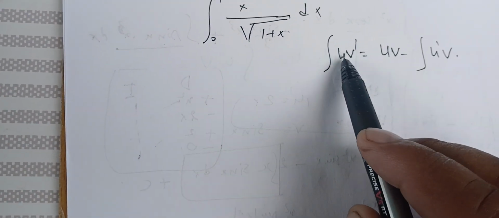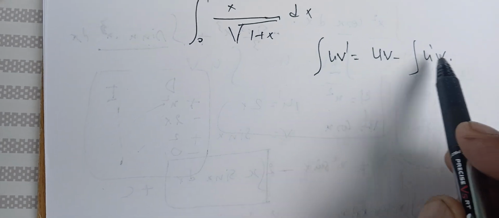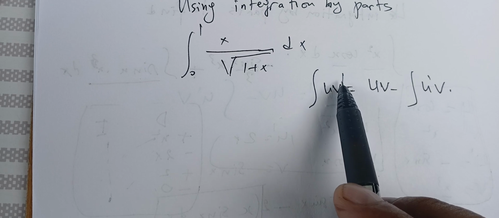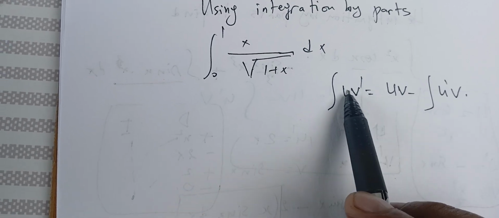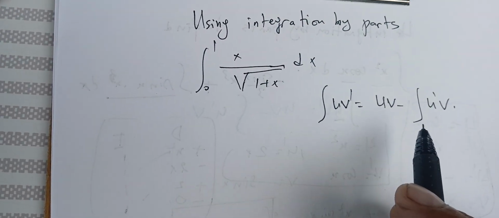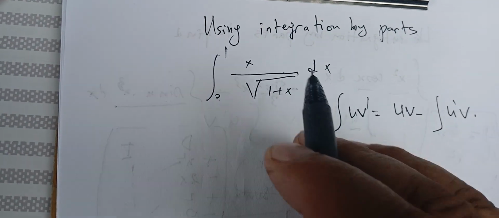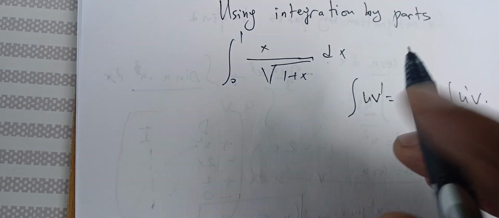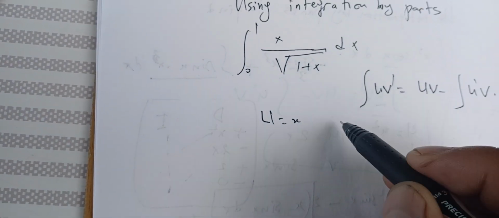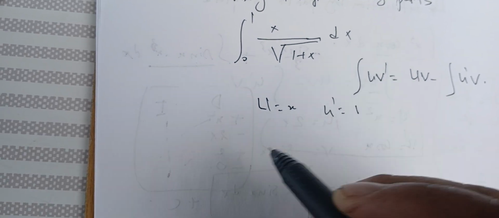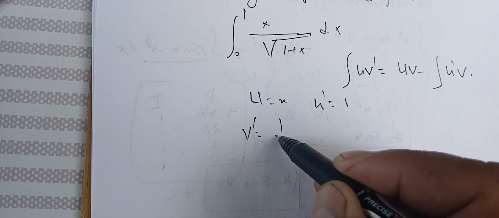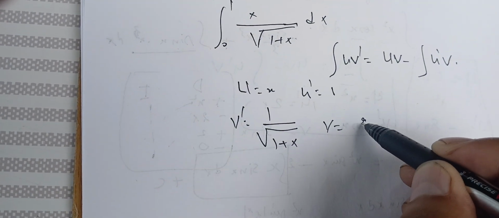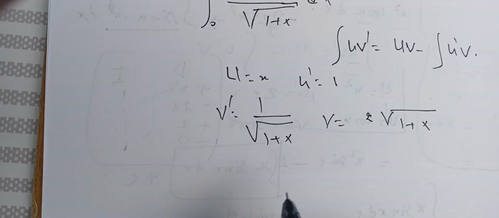But it doesn't matter. This means that u and v are functions. And the aim here is to decide which one to choose as u and which one to choose as v prime. We want to work both ways to see why one works and the other complicates matters. Let's choose u as x, and therefore u prime is going to be 1. And let's choose v prime as 1 over the square root of 1 plus x, and therefore v is going to be 2 square root of 1 plus x.